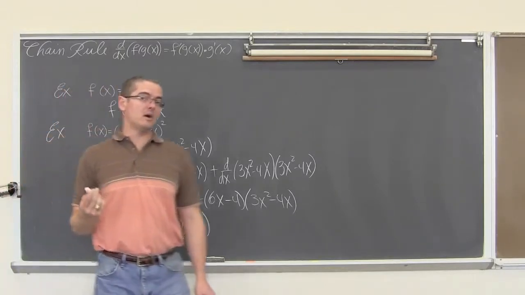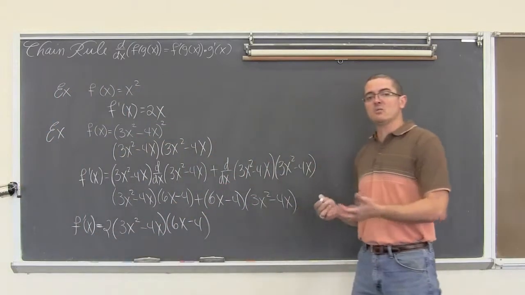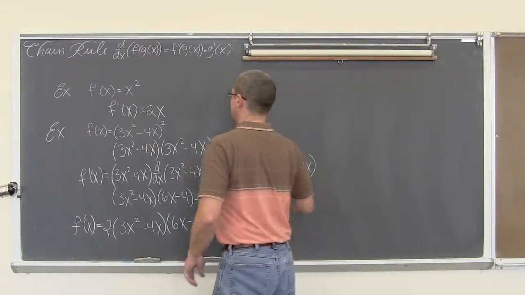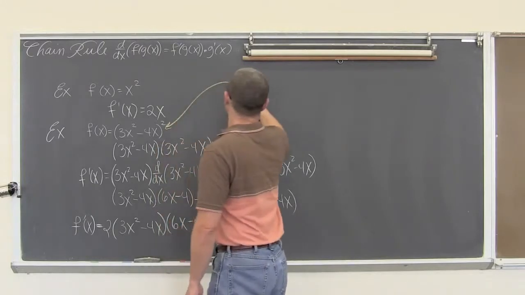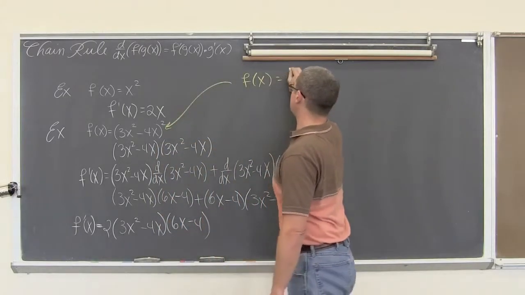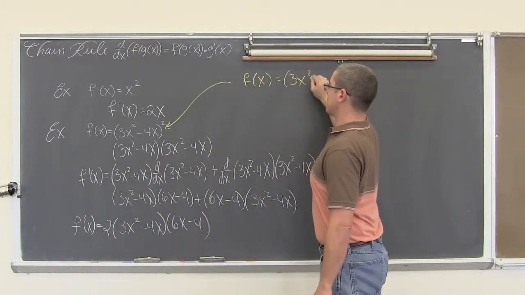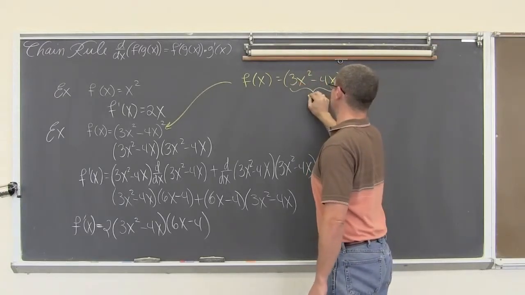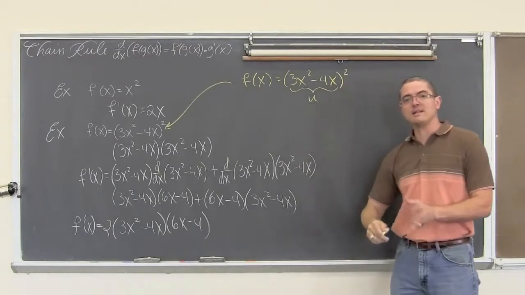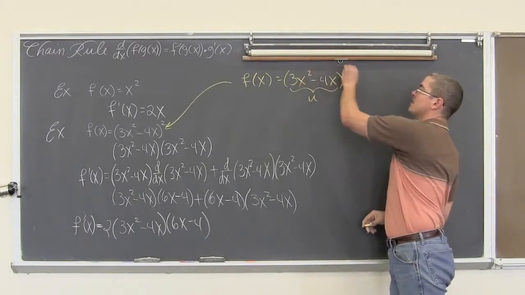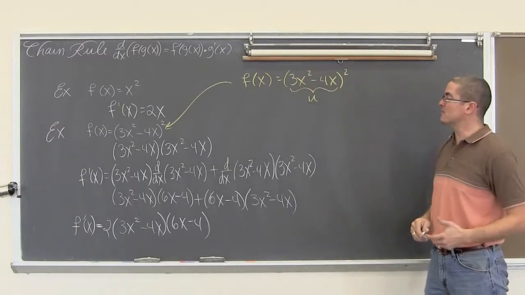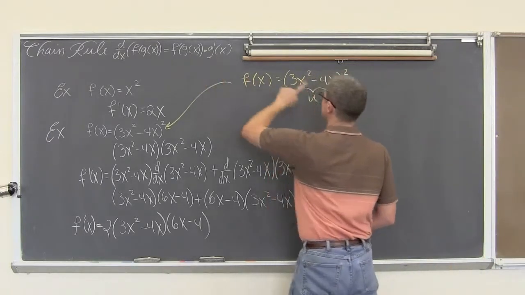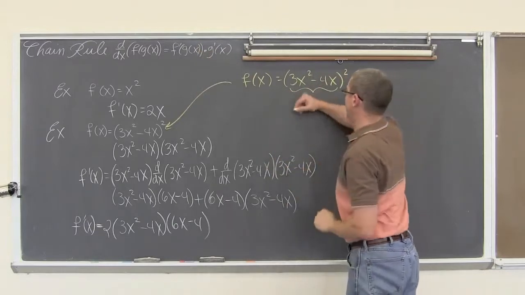So now that I've found the derivative using a rule that we already know, let's apply the chain rule and see what happens. We're going to use this example again. f of x is equal to 3x squared minus 4x, squared. This portion is my u. That's the function inside the other function, this power of 2 function. So this is my u, or this is my g of x.